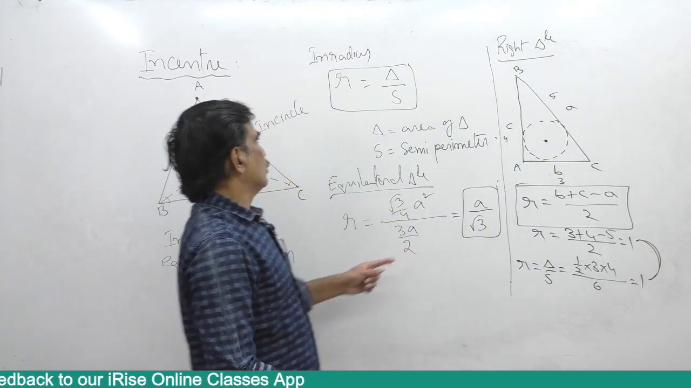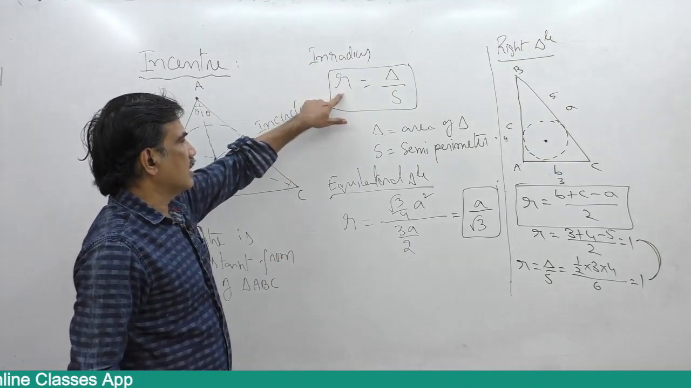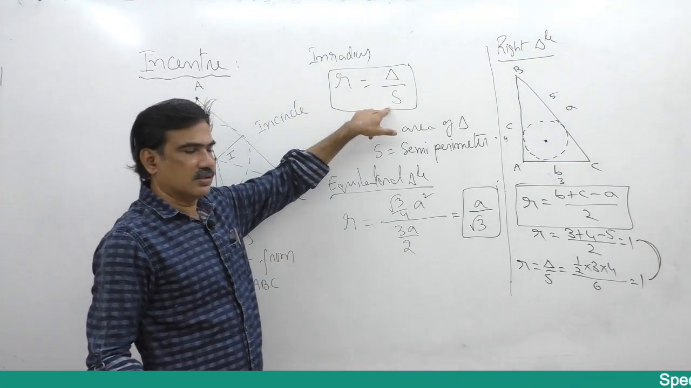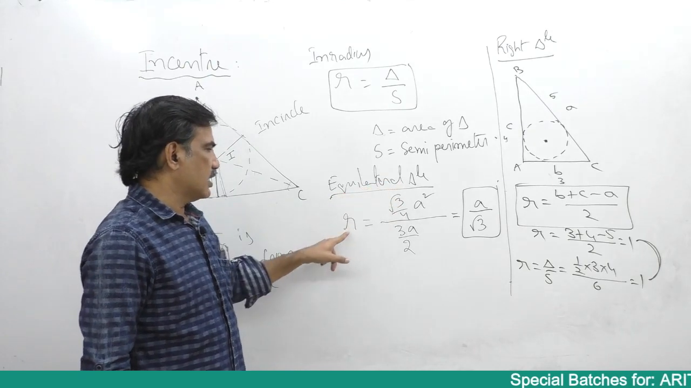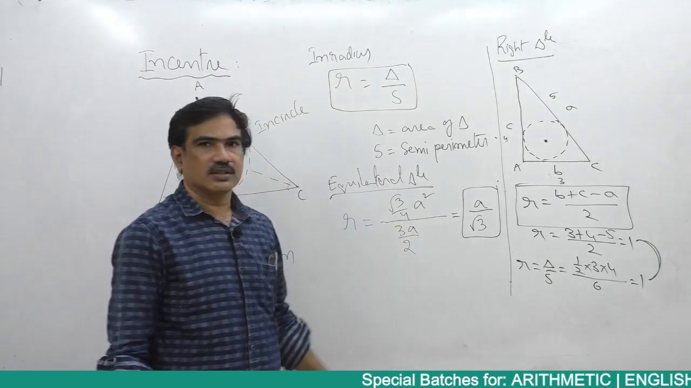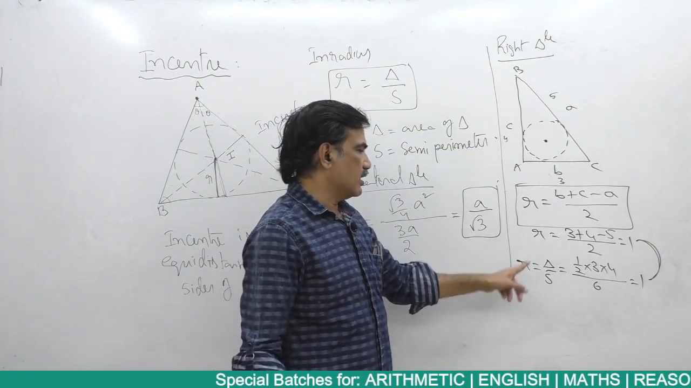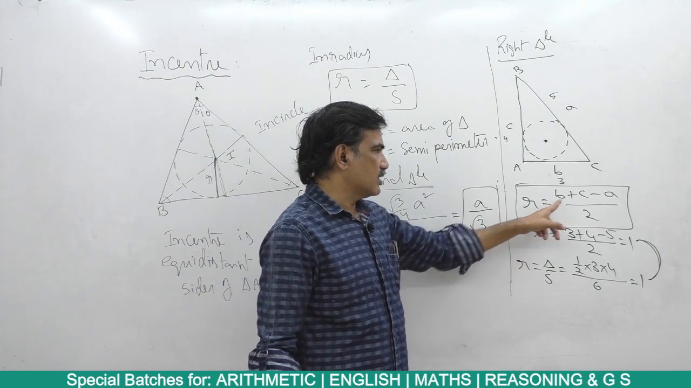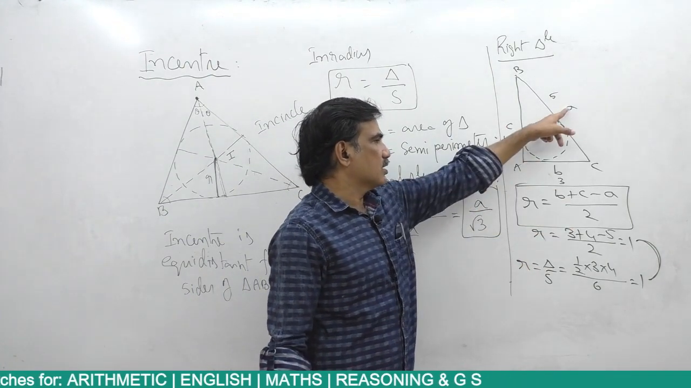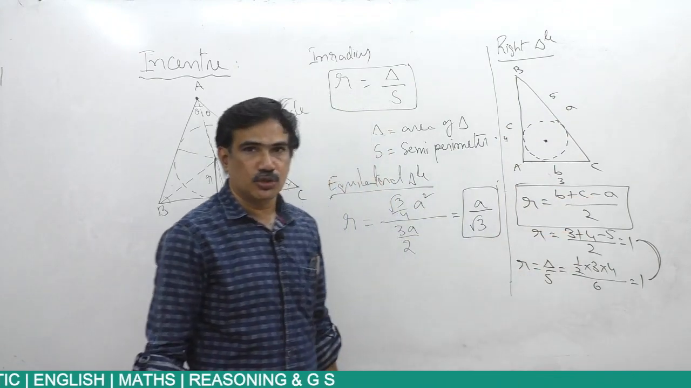Okay. So, in the case of a scalene triangle, the inradius is delta by S. In the case of an equilateral triangle, the inradius is a by root 3. In the case of a right angle triangle, the inradius is nothing but the sum of the perpendicular sides minus the hypotenuse, by 2.